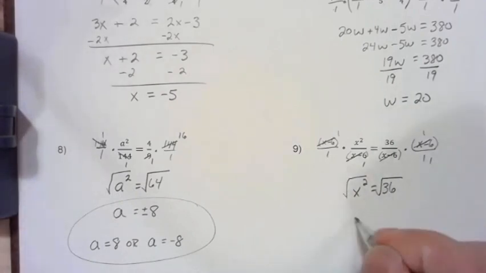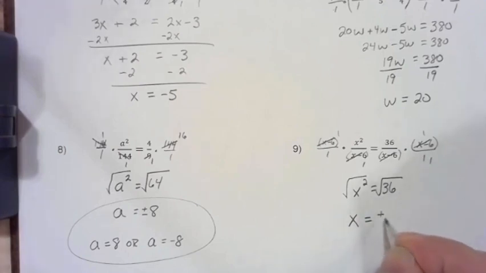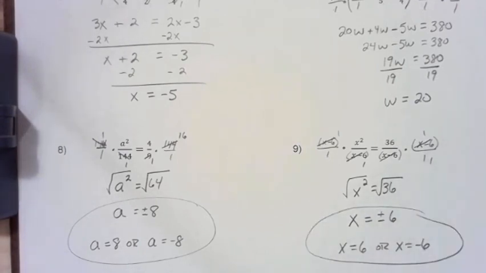The square root of x squared is x, and the square root of 36 is going to be positive or negative 6. All right, so x could equal 6, since 6 times 6 is 36, or x could equal negative 6, because again, negative 6 times negative 6 is 36.